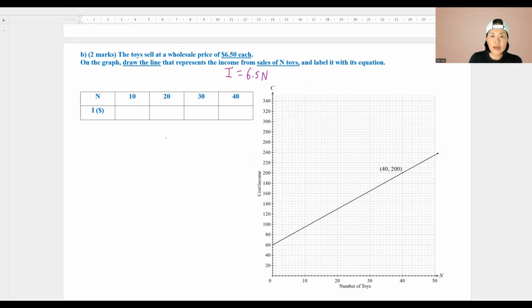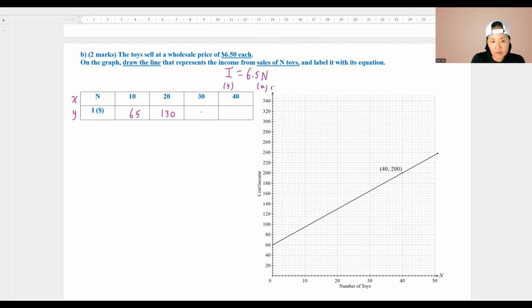Now, the best way to draw a line is to do a table of values. Normally on the top is my x, and then on the bottom is my y. So in here, my y is I, and my x is my n. If I put all this in a calculator, when n is 10, 6.5 times 10 will be 65. So that's my I. And then when n is 20, 6.5 times 20, my I, the income, is 130.